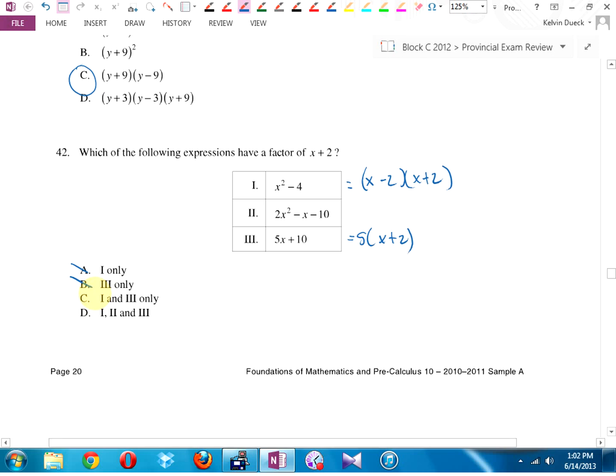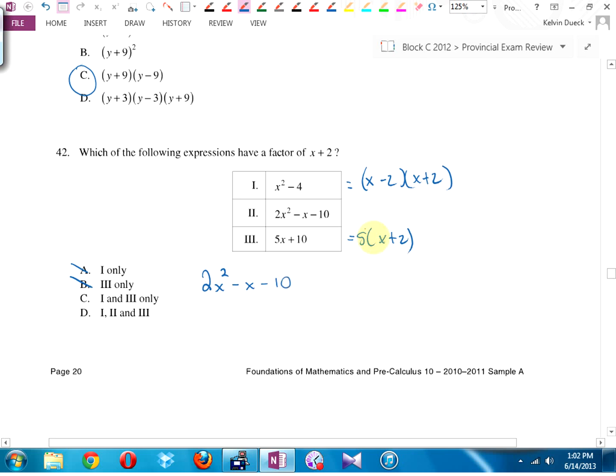The new ones this year were question 2. GCF? No. Is there something in front of the squared? A 2. So here's what we said. This is one we're going to write out because this was new this year.